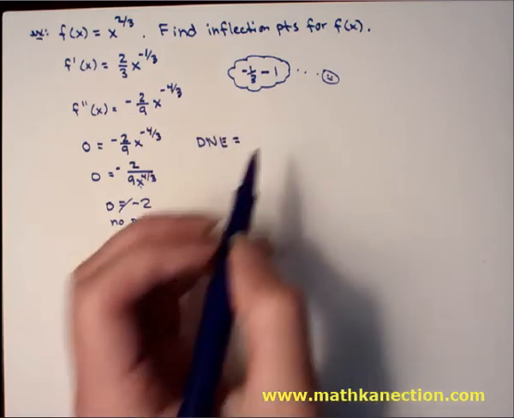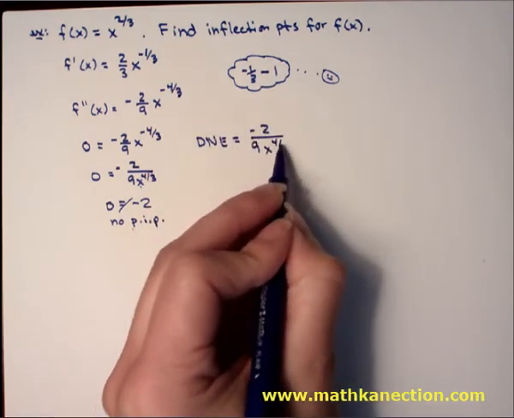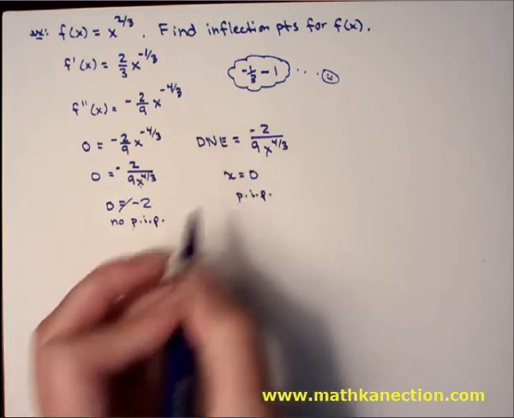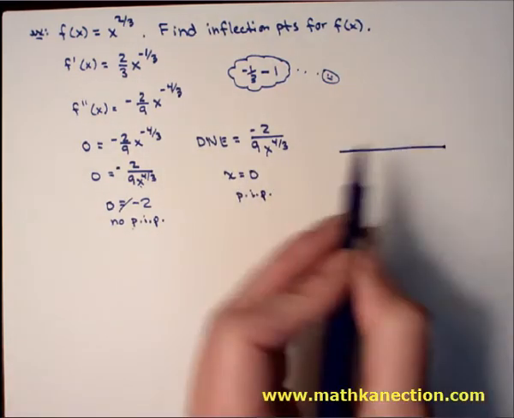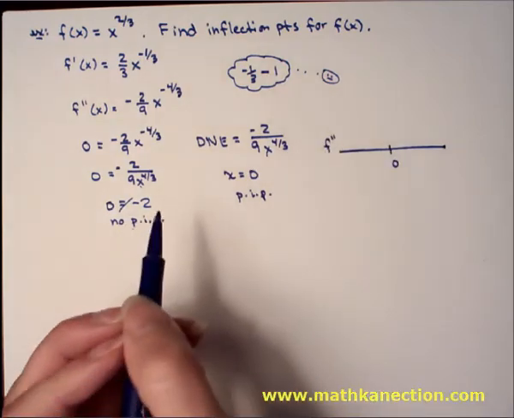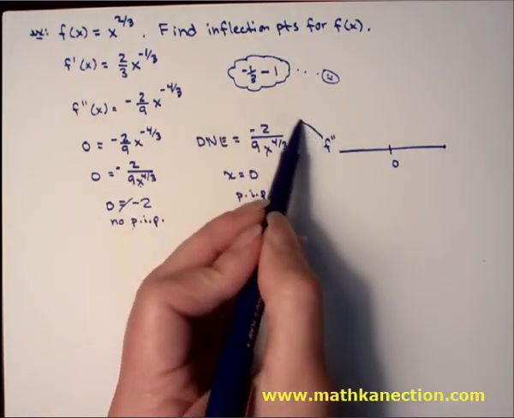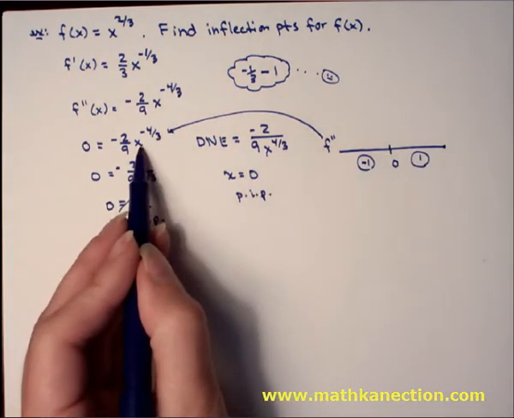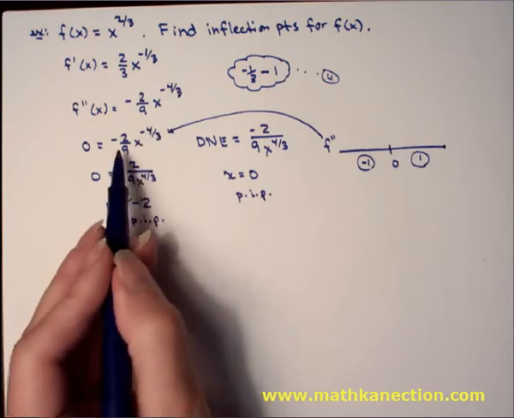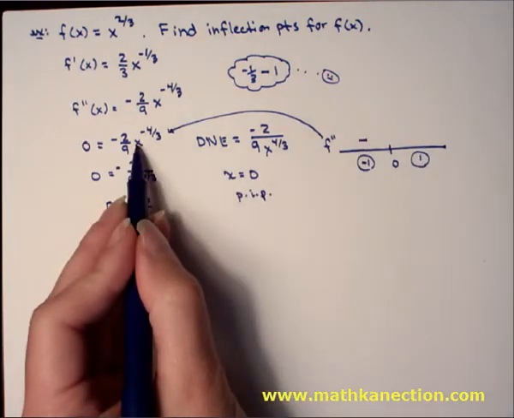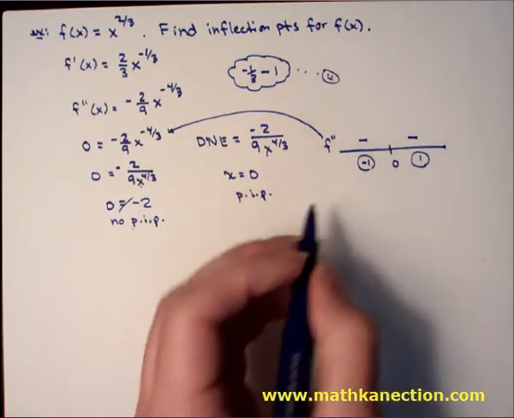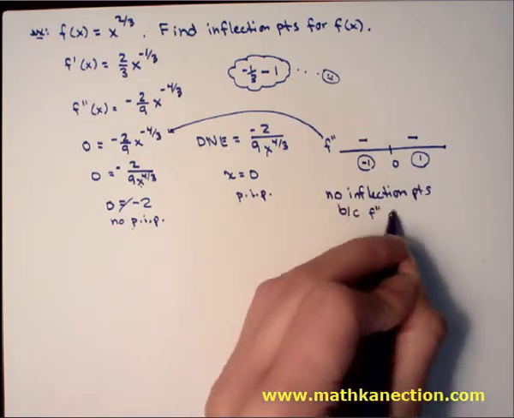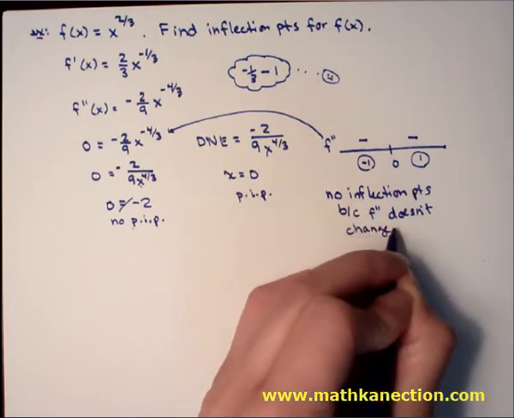So now let's consider where it does not exist. When does the second derivative not exist? When the denominator equals 0, so if x were equal to 0, we have a possible inflection point. Making an f double prime number line, putting our possible inflection point on there, using a test number before and after 0 and substituting into the second derivative: -1 into the second derivative gives negative, and +1 is also negative. So there are no inflection points because f double prime does not change signs.